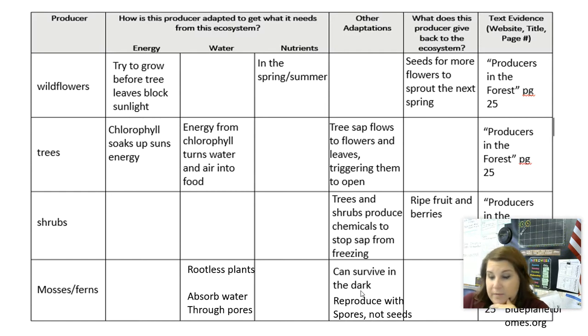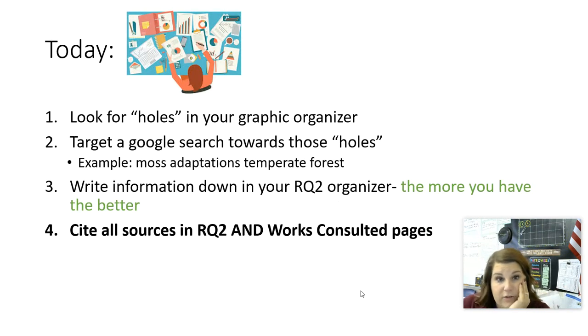blueplanetbiomes.org. So my goal today is, just as you watched me do, look for those holes in your graphic organizer. Where are you missing information? What do you need to still fill out? Target your Google search towards those holes. So for example, what I just showed you, moss adaptations, temperate forest. Notice that Google search is not a complete sentence. I have keywords because other words are going to make my search a little too fluffy. Once I've targeted those holes, I'm going to write information down in my RQ2 organizer. The more I have, the better. So keep targeting those parts that you're missing.